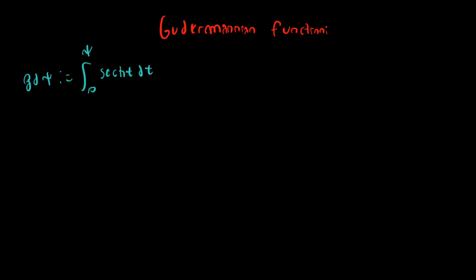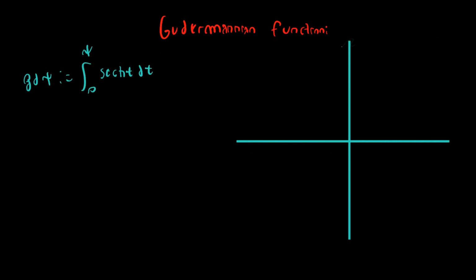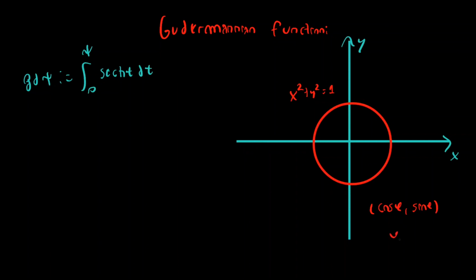So let us now visualize the Gudermannian function, and before we actually introduce its relation to the Mercator projection, let's see mathematically what it does. So let's draw a pair of axes, x and y, and let's draw a circle of radius 1. We're all accustomed to the parametrization of this circle, which is just given by cos phi, sin phi, with phi being between 0 and 2 pi.